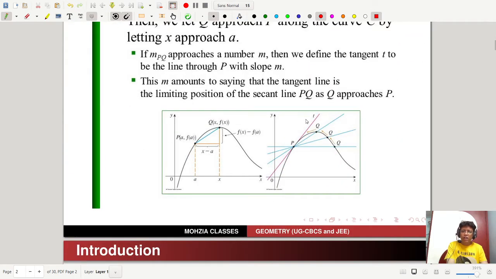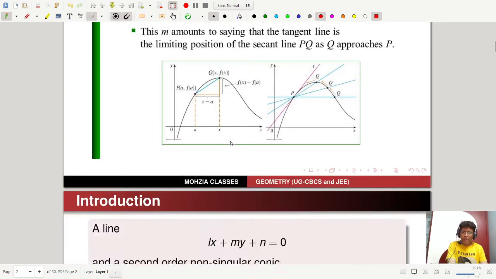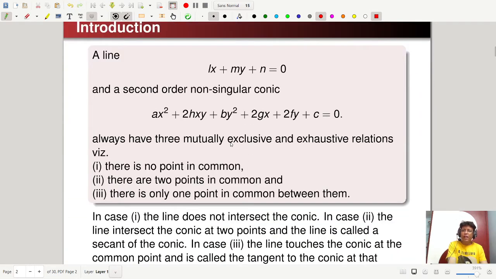Now you can see here, there are two diagrams side by side. In the second diagram, you can see how Q approaches towards P. The blue lines are the secants and the red line is the tangent at P to the curve, right? And this is how you can define the slope. m is equal to the slope of the tangent. You can calculate the slope of the tangent by the gradient or slope, and it is also measured by dy/dx.